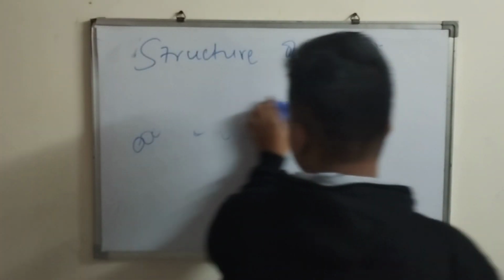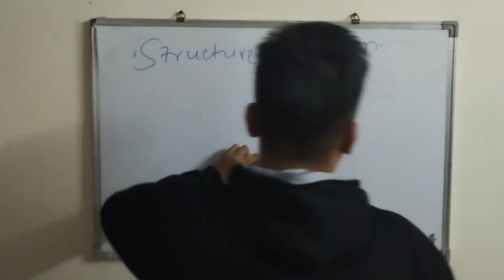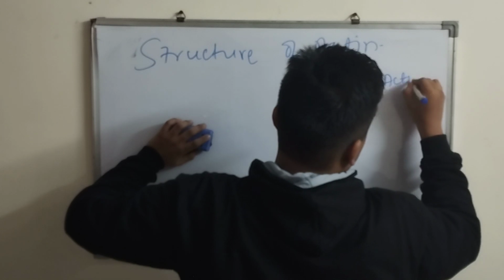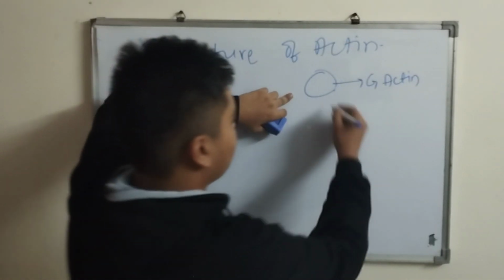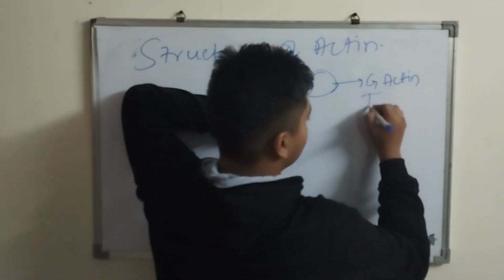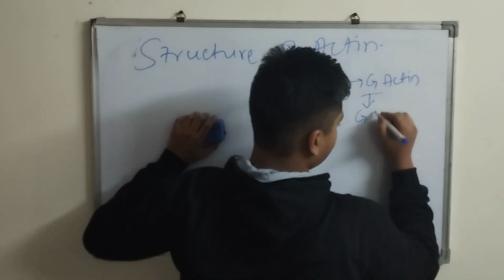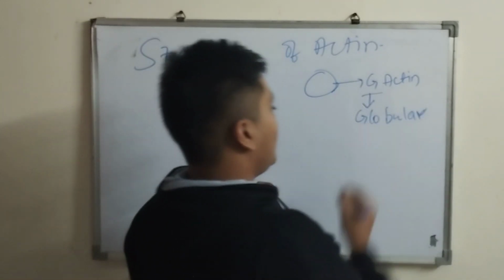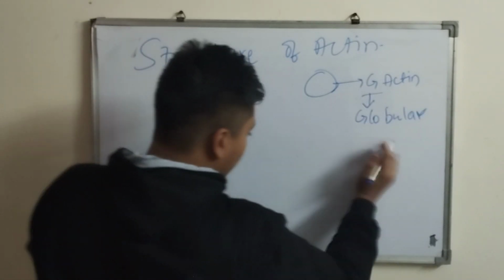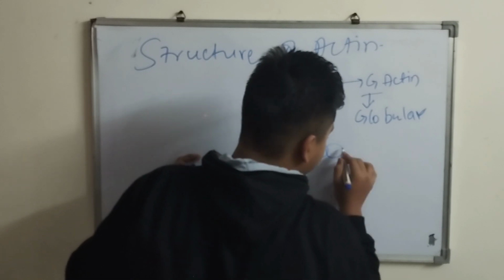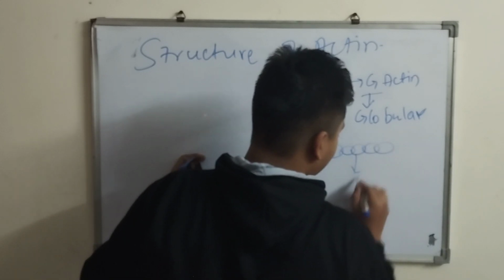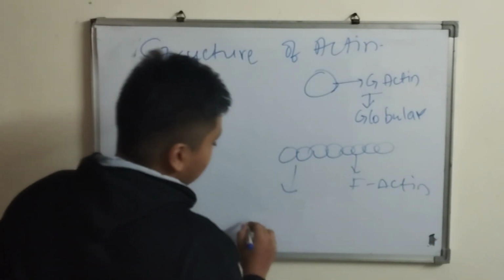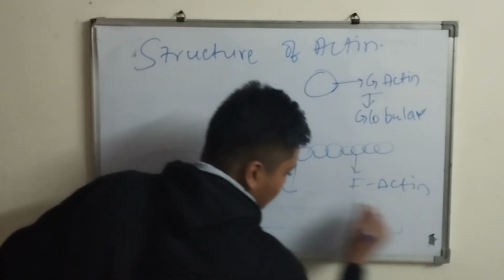Let me make it very clear. Each monomeric unit of F-actin is G-actin, or globular actin. Each globular actin polymerizes to form a filamentous actin, the polymer called F-actin, and this F-actin I am representing with a box.